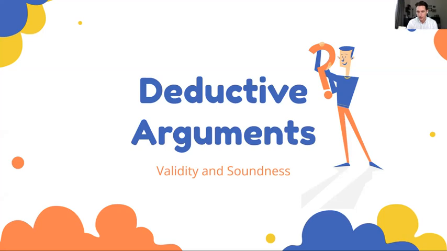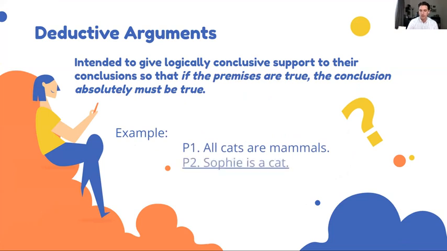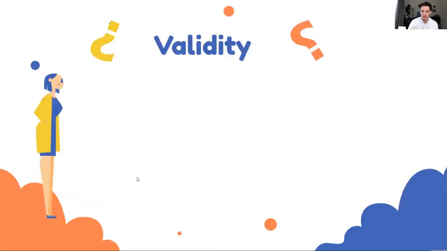So arguments come in two types, and the first type is called deductive argumentation. Deductive arguments, which we use all the time, are intended to give logically conclusive support to their conclusions, so that if the premises are true, the conclusion absolutely must be true. In other words, it follows by necessity from the structure of the premises. So here's an example. All cats are mammals. Sophie is a cat, therefore Sophie is a mammal. The idea is that this conclusion follows necessarily, assuming these two things are true. Thus, this reasoning in general is deductive. The idea is that if premise 1 and premise 2 are true, the conclusion must be true, or at least that's the intention.